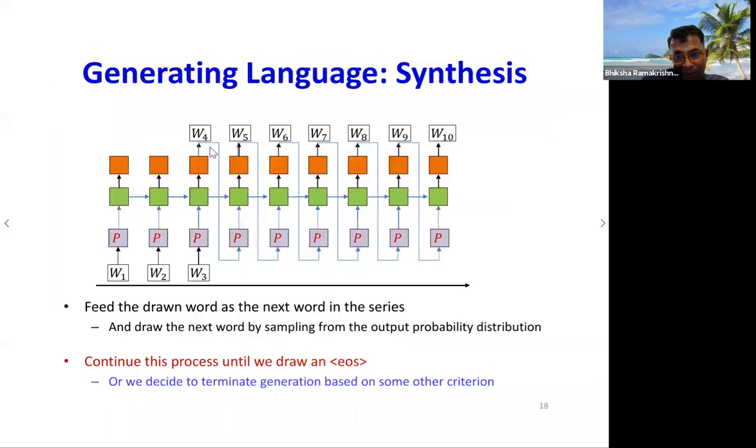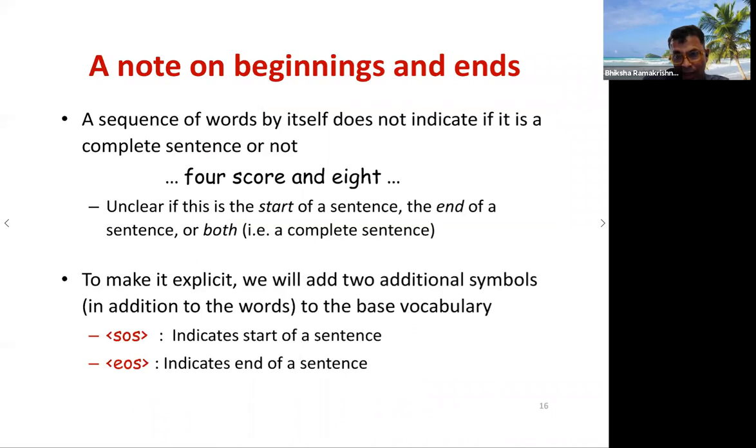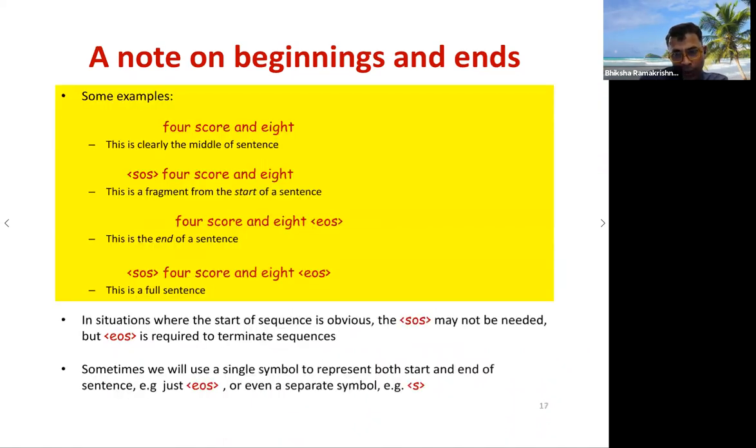So to clarify and make it explicit where sentences start and end, we will add two additional symbols to the base vocabulary, in addition to the regular words. We're going to add this symbol to our vocabulary, SOS, which indicates the start of a sentence. We're also going to add this second word to the vocabulary, EOS, which indicates the end of a sentence. And we will insert an SOS before the first word in a sentence, and any complete sentence will be terminated by EOS. So to see how we use SOS and EOS, let's see some examples.